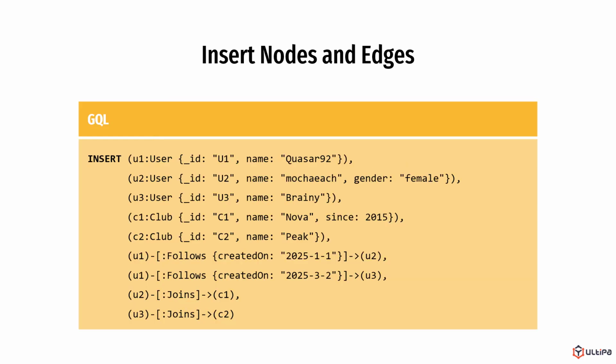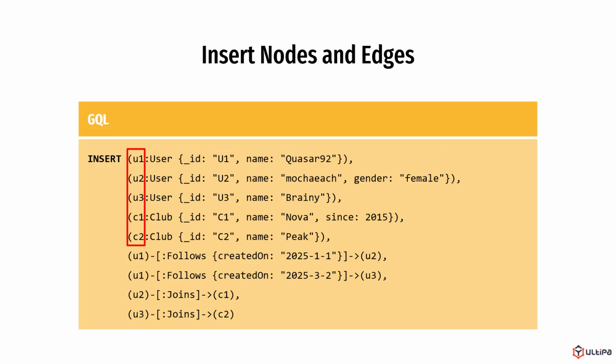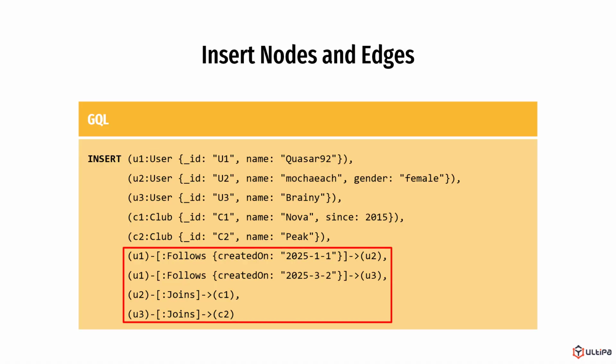As you become more proficient with GQL, you'll find that you can insert all nodes and edges in a single statement. This example first lists nodes, assigns each a variable, and then inserts edges between them.